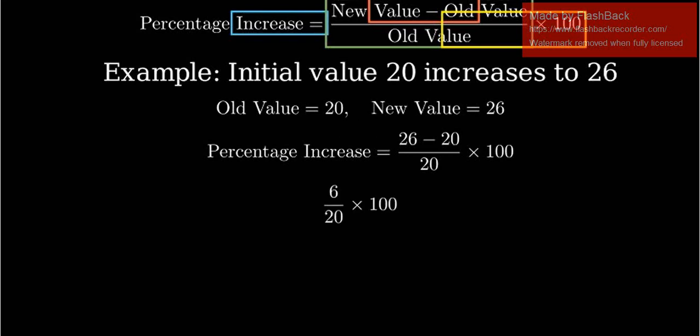First, we calculate 26 minus 20, which is 6. Then we divide 6 by 20. Finally, we multiply the result by 100. Therefore, the percentage increase from 20 to 26 is 30%.